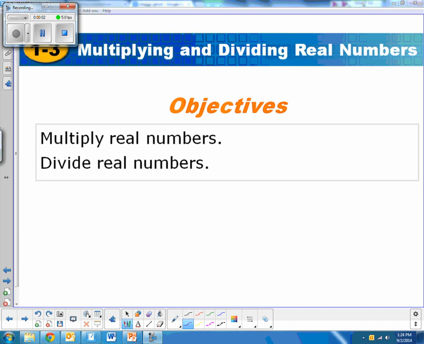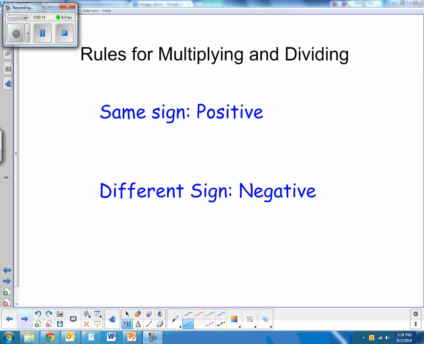Now we are in our third lesson here on multiplying and dividing real numbers. Again, an important distinction, but all the numbers for this class will be real. So we're going to be multiplying and dividing these real numbers today. Rules for multiplying and dividing, much less complicated than adding or subtracting, I guess.